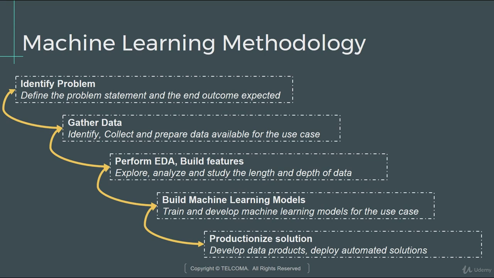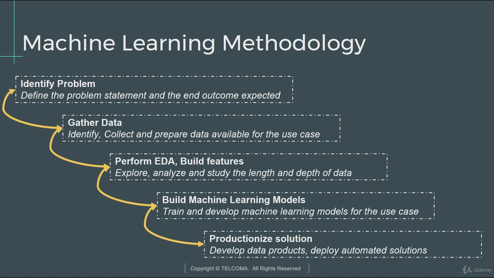So at a high level, let's have a quick recap. We have a larger problem, and in that larger problem, we are solving a specific problem. That's when we have the machine learning methodology in process. So you identify a problem, you gather the data required for solving the problem. Then you perform EDA, or exploratory data analysis, build features, and naturally understand the data better. And then you build machine learning models, then finally productionize the solution.